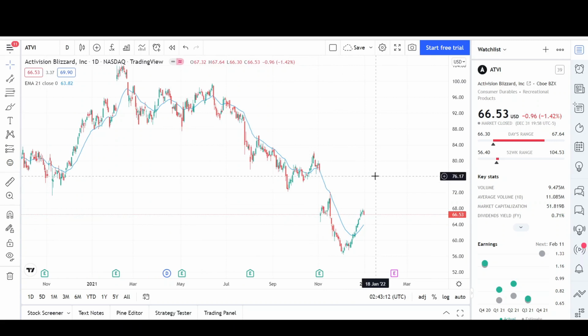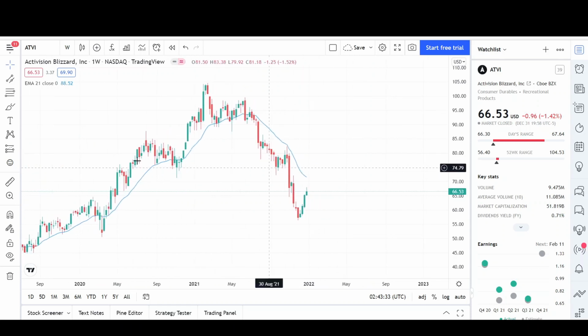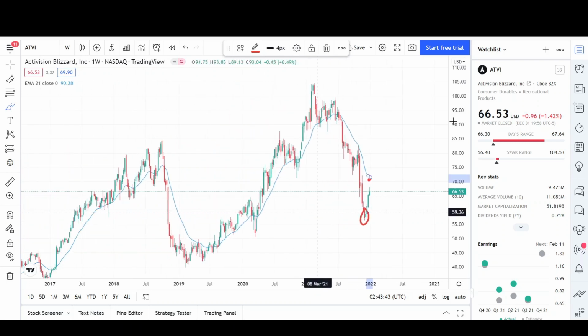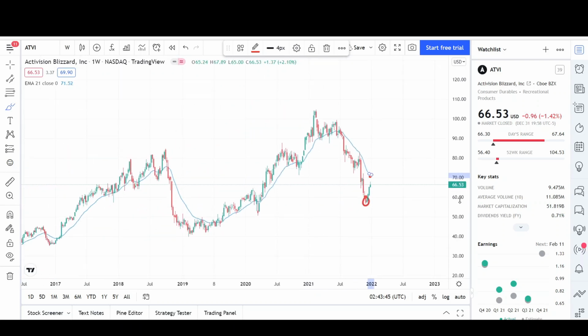Let's go and wrap this up on the weekly chart. So here's the weekly chart for Activision Blizzard. You can see that we were super extended from the EMA, and now we're pulling back to it. So there's a high probability we will come back to retest the EMA at the $71, $72 level. And then from there, we're going to have to see how it reacts. But I think we're going to break through it.